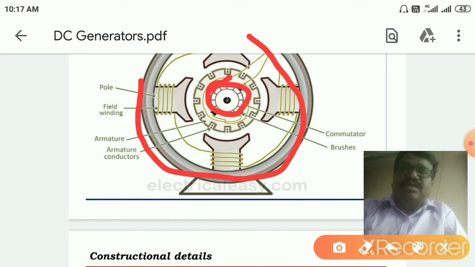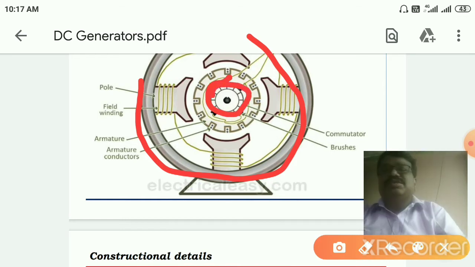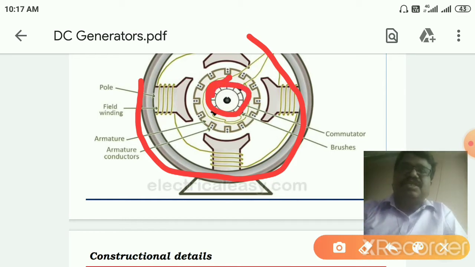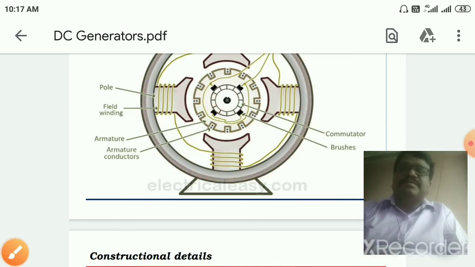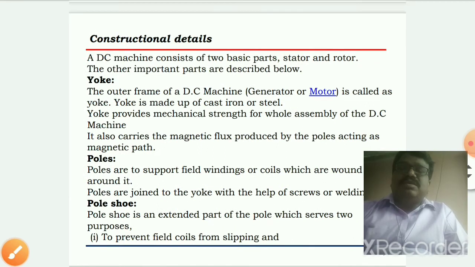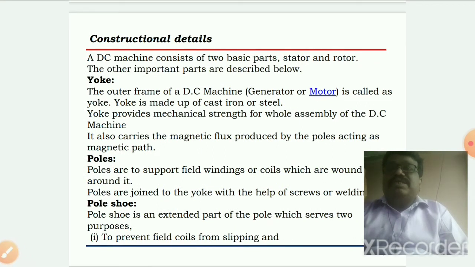is the rotating part of the DC machine. So the total DC machine majorly consists of two parts. The stationary part is the stator and the rotating part is the rotor. The stator again majorly consists of these main parts: the first one is the yoke, the second one is the poles, pole and pole shoes. So these are the main parts of the stator part of the DC machine.